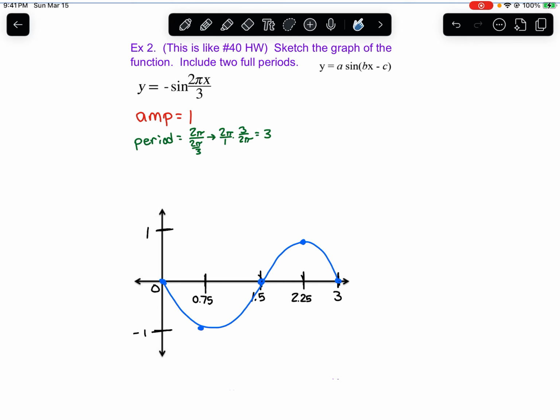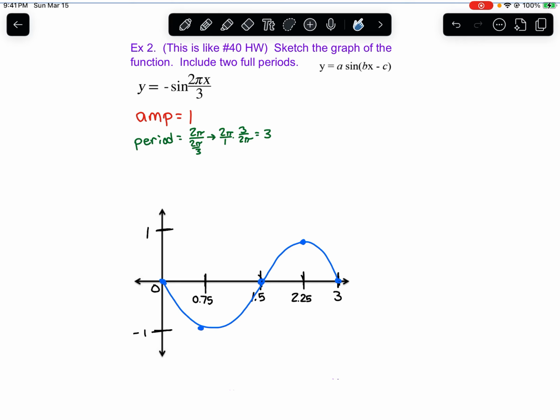But if we want to actually start translating things, so shifting things left, right, up, down, that's when this C value and D value are going to come into play. The C value is going to affect things on a left-right basis, and then the D value is going to affect things in a vertical way. And it's the same thing with cosine. So C affects it left, right, D is affecting vertical up, down.